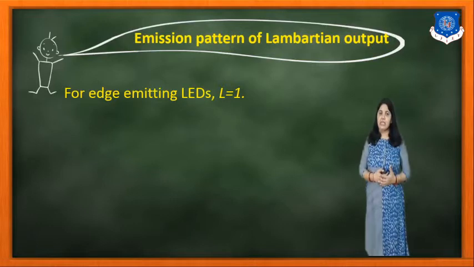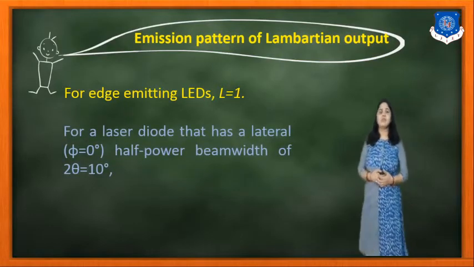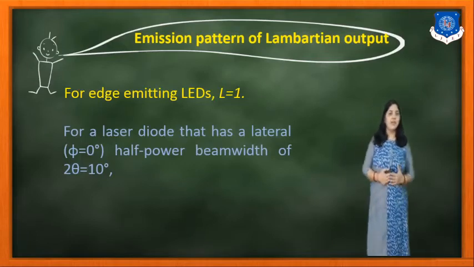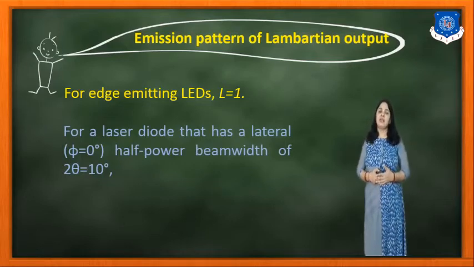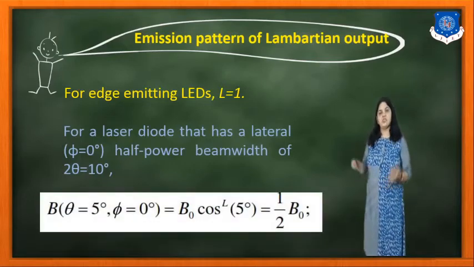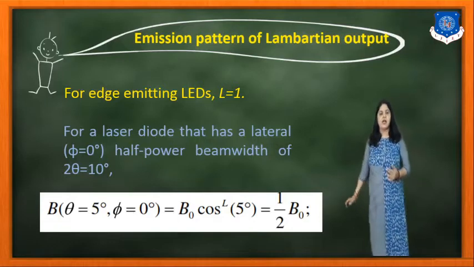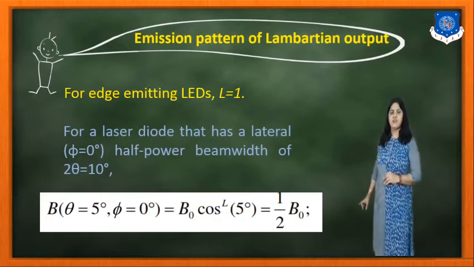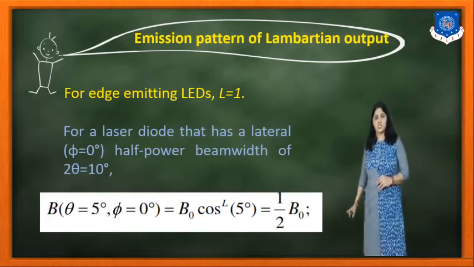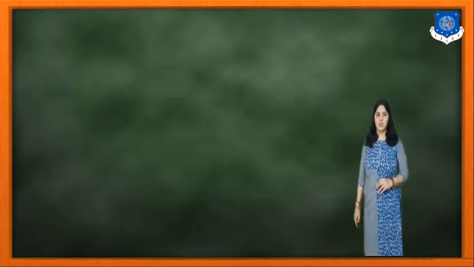For the edge emitting LEDs, L is equal to 1, and for a lateral diode, theta phi is equal to 0 degree, and the half power beamwidth 2 theta is equal to 10 degree. So by taking these values, we can find this equation by putting the value in the previous equation. P of theta is equal to 5 degree, phi is equal to 0 degree. This value is B0 cos raised to L 5 degree, which is equal to half of B0.